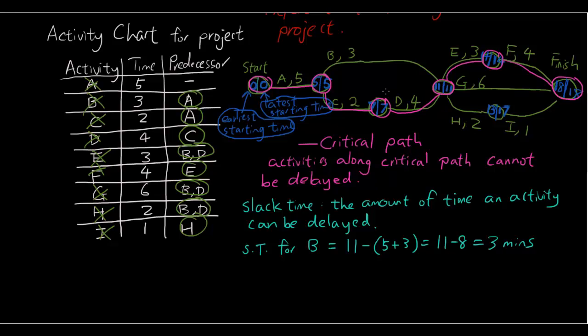Now any activity that is not on the critical path will have slack time. So let's look at activity G. Again, we have 18 minus 11 plus 6. So 18 minus 17 is only 1 minute. So that makes sense because 11 plus 6 is 17. We need to finish by the 18th minute. So really, we only have 1 minute possible slack time for G.